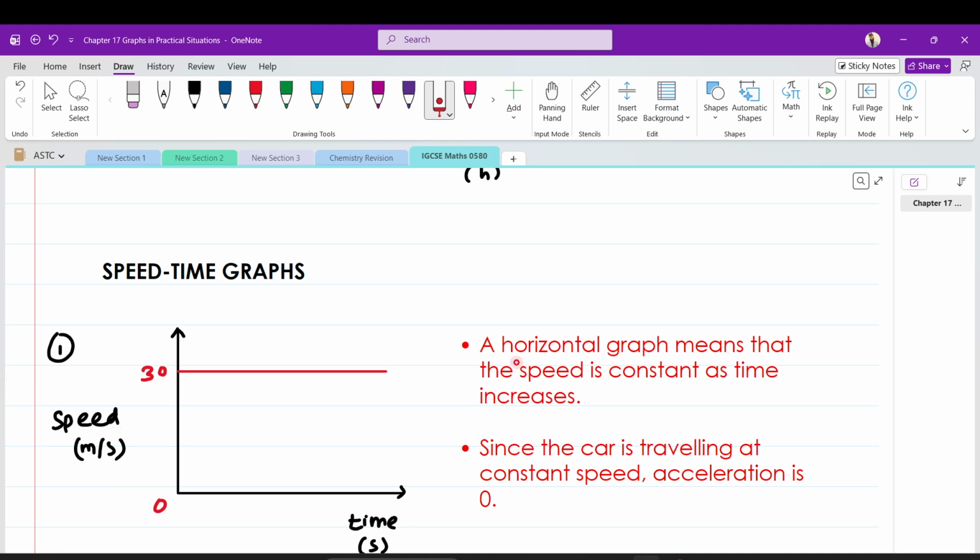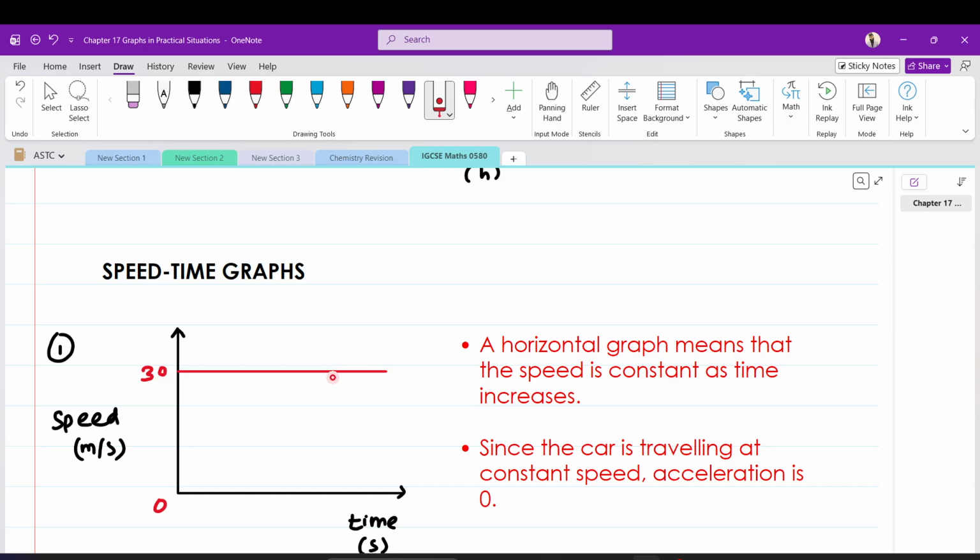Now, a horizontal graph means that the speed is constant as the time increases. So when we had the distance time graph, a constant value showed us that the distance was constant, so it was telling us that the object was at rest. However, in this graph, this is telling us that the speed is constant, so the object is moving but at a constant speed.